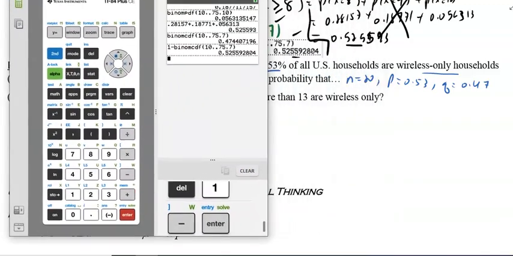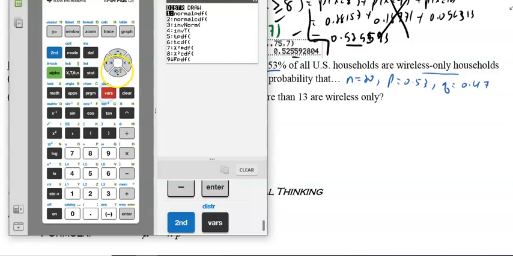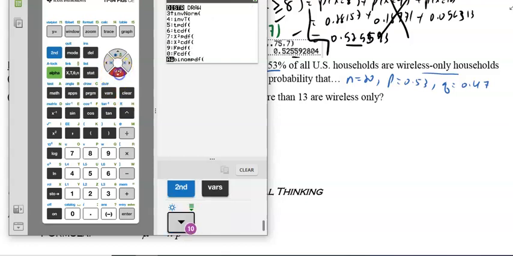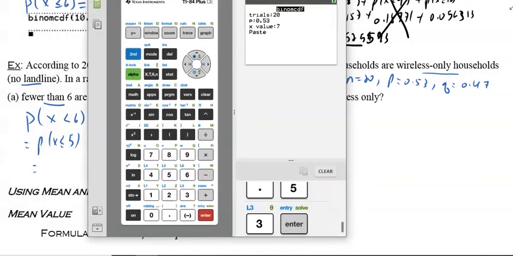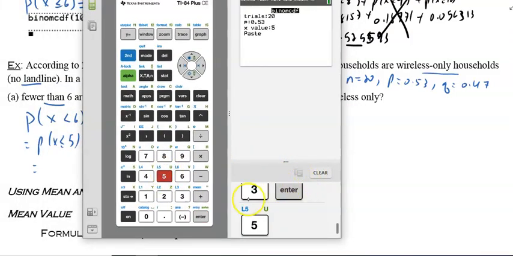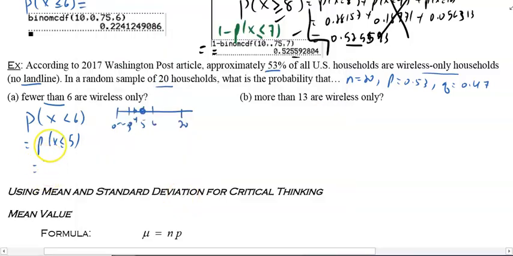In this case, I have binomial CDF. I want the number of trials to be 20. Probability of success 0.53. And we said 6 or 5, I forgot. 5. There it is. Solve it for me and it gives me the answer. And I'm done.